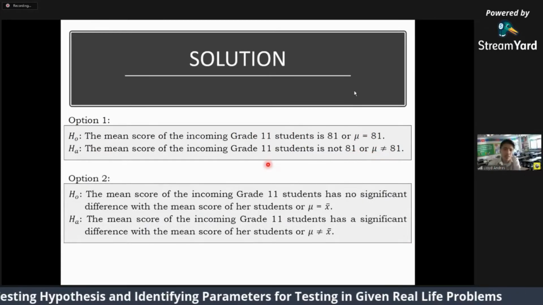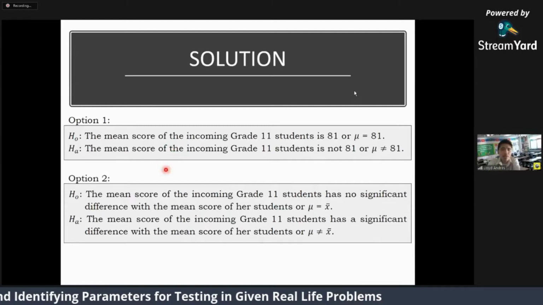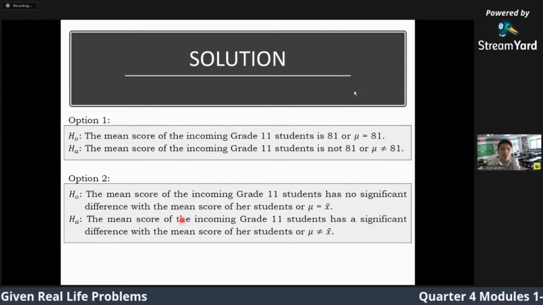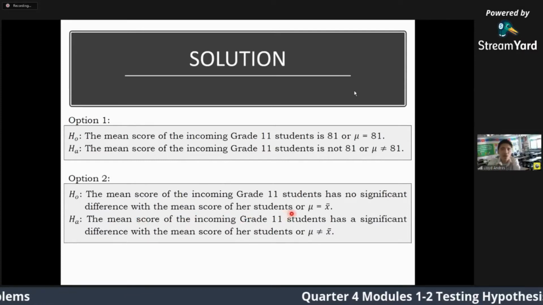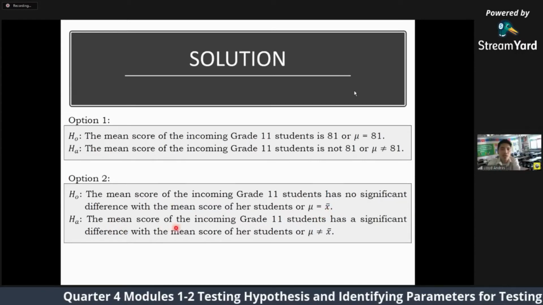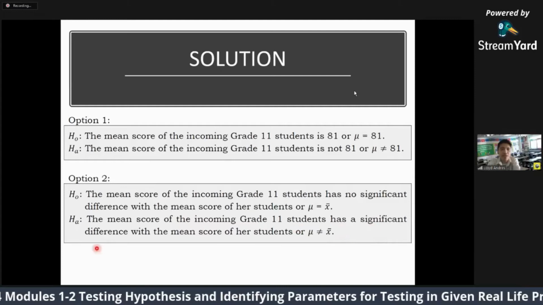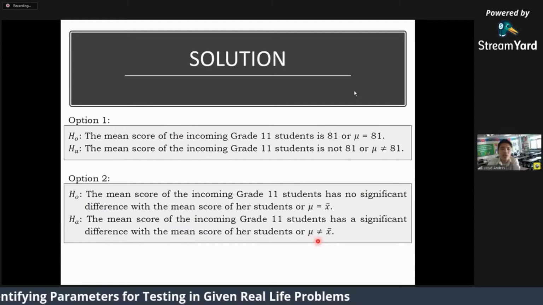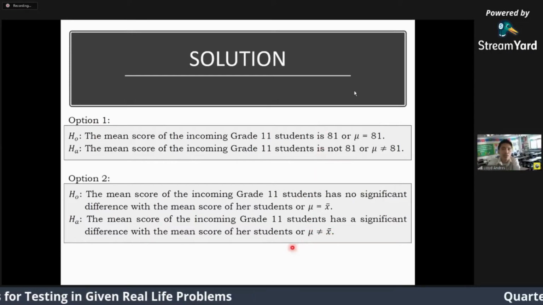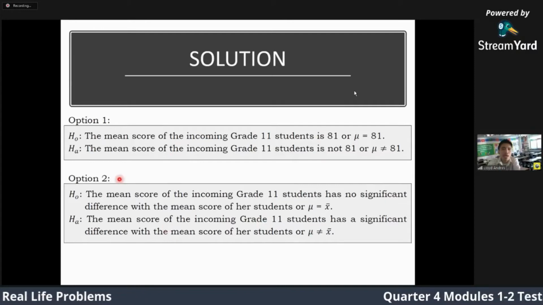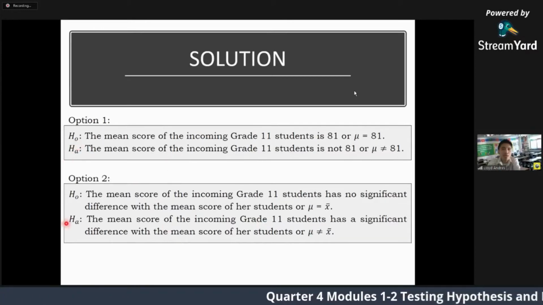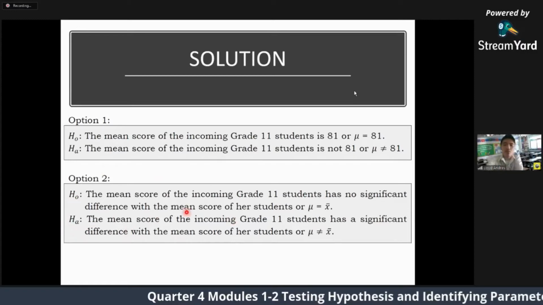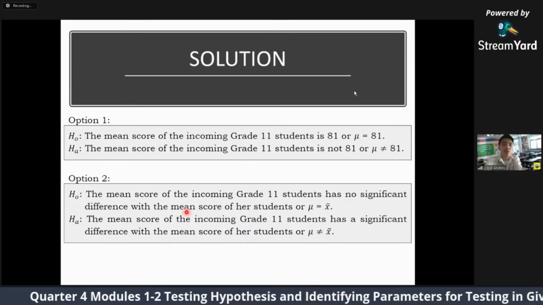Or another option, if you want it more complete, the mean score of the incoming grade 11 students has no significant difference with the mean of her students, or mu is equivalent to X bar. The alternative is, the mean score of the incoming grade 11 students has a significant difference, and in symbol, mu is not equal to X bar. So these are possible formulations of the null, H sub O, or the alternative, H sub A.